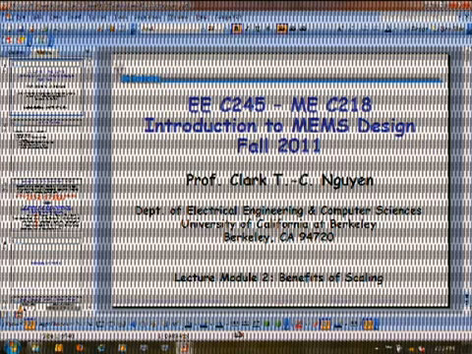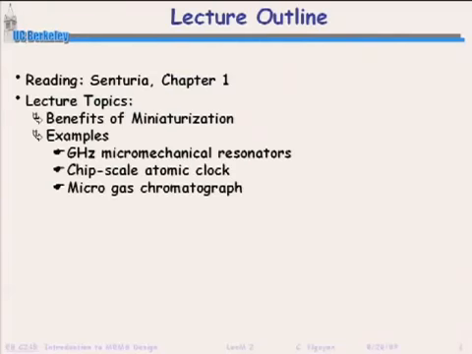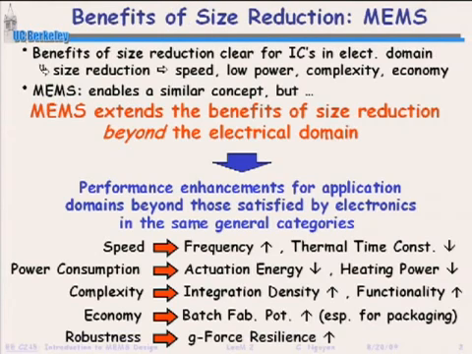We actually started going into this a little bit last time. And so we started talking about the benefits of miniaturization. We talked about this, which is sort of giving examples of how miniaturizing in the mechanical domain gives you all sorts of performance enhancements. And you can see all of these performance enhancements right here.